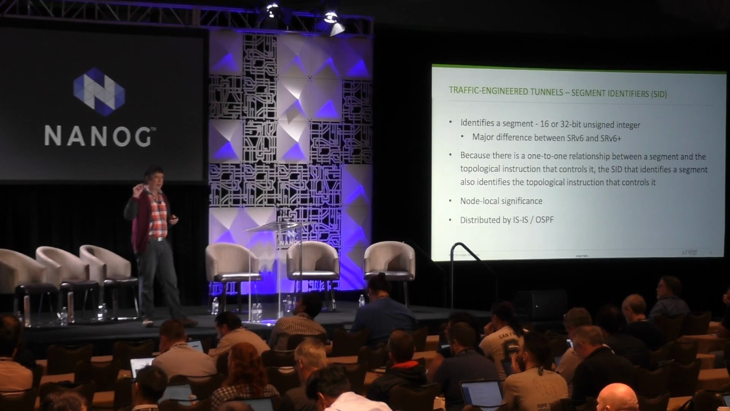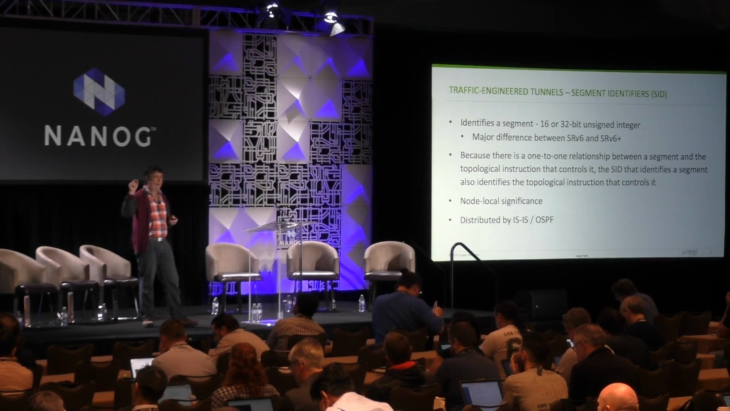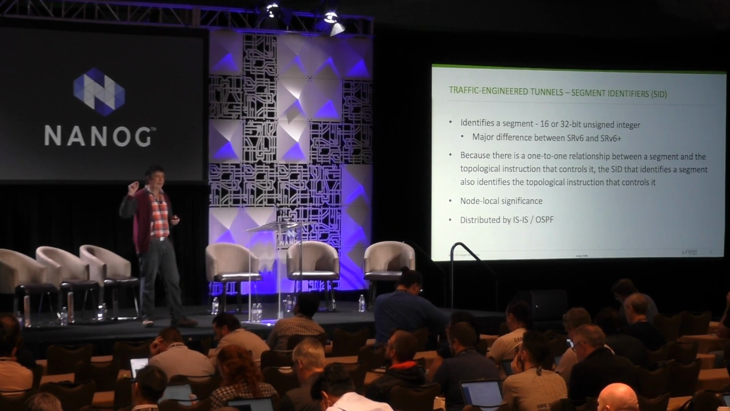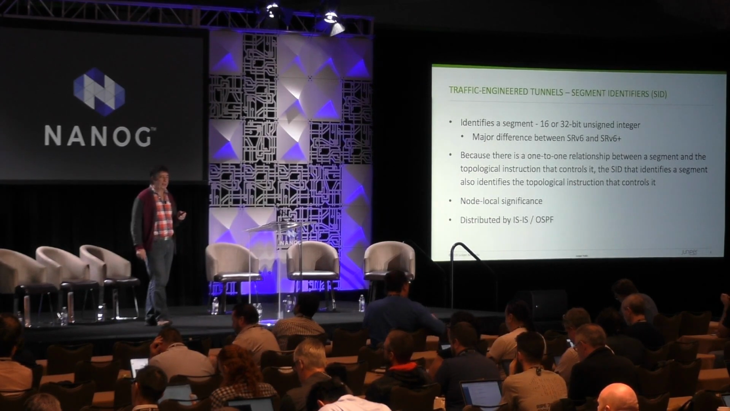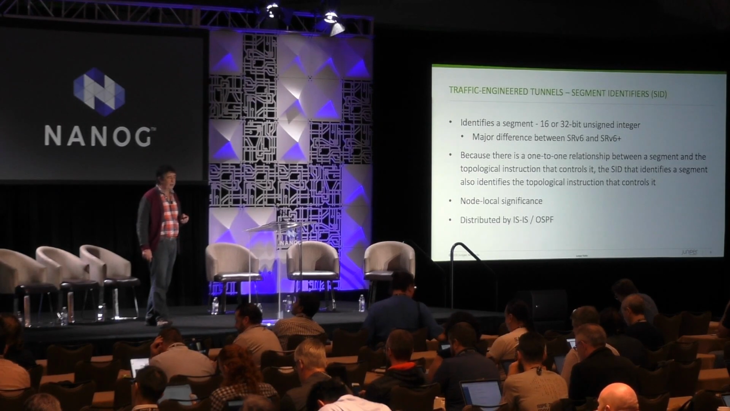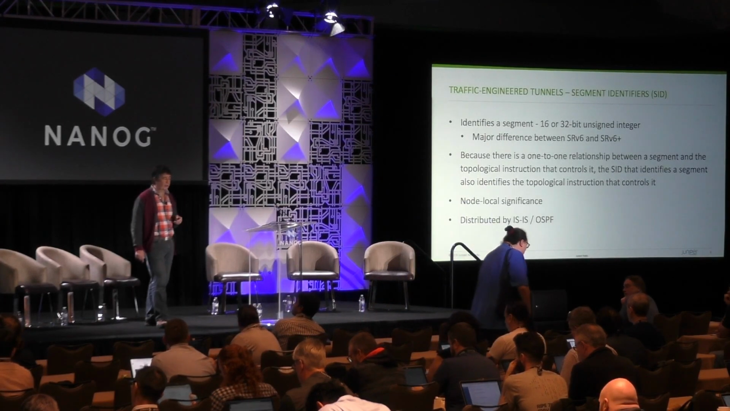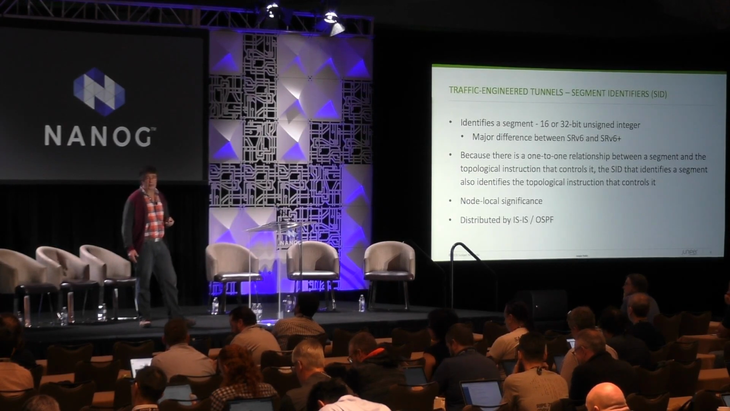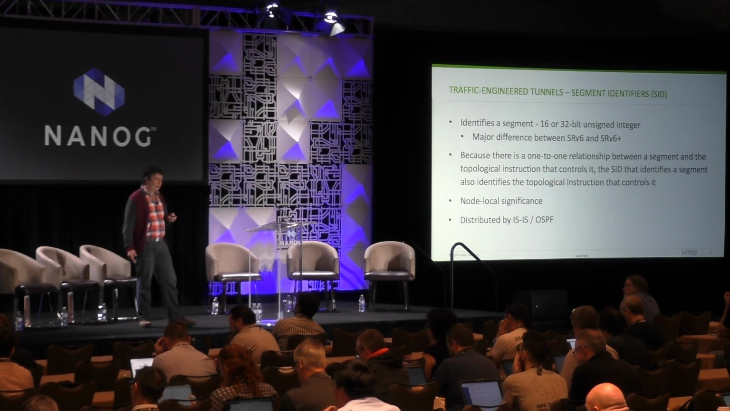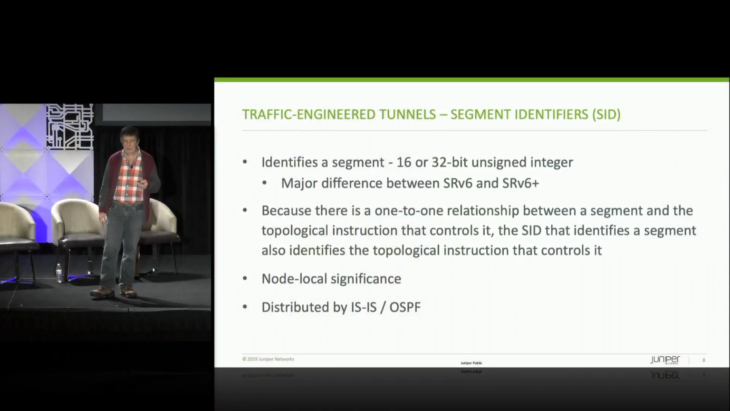In SRv6+, a segment identifier is 16 or 32 bits. It's a key into a FIB that contains the real segment instruction. Because there's a one-to-one relationship between a segment and the topological instruction that controls it, the CID that identifies a segment also identifies the topological instruction that controls it. This becomes interesting in a while. A CID has strictly node local significance, not global significance. And it's distributed by the IGP.